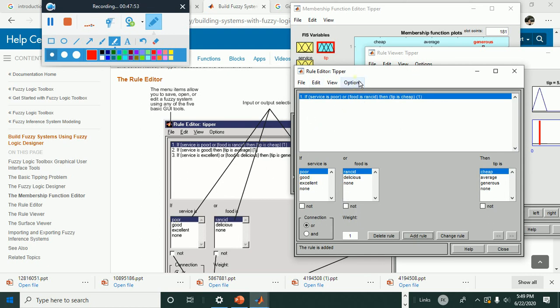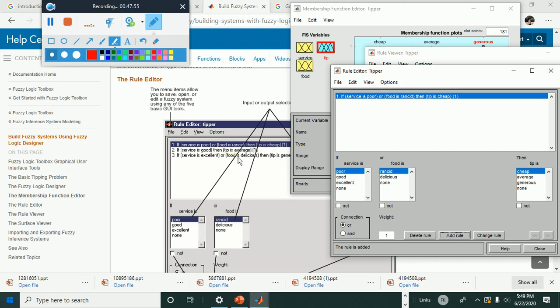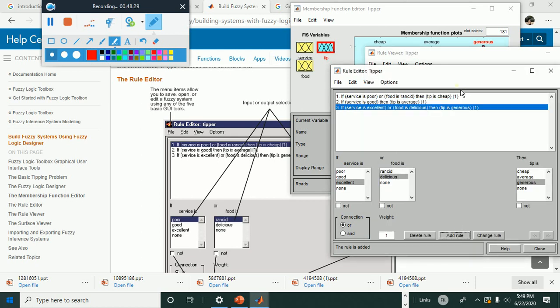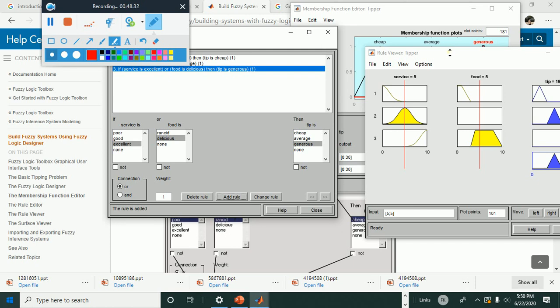Second rule is if service is good, then tip is average. If service is good and the tip is average, add rule. We have only one parameter. And if service is excellent or food is delicious, then tip is generous. With these two conditions and the tip is generous, add this rule. So we have added these rules.